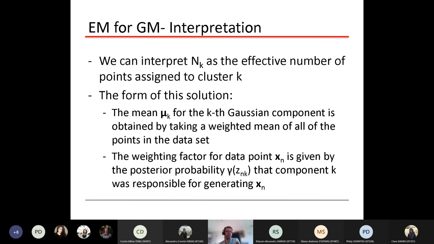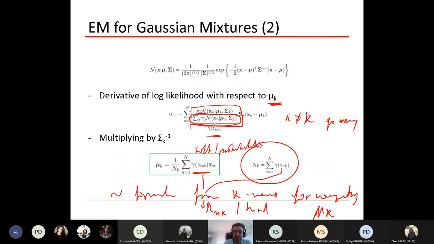Even if we don't have a hard assignment, we keep soft assignments. And the solution for the k-th Gaussian is a weighted mean of all the points in the data set, where the weights are given by how certain we are that the point is generated by the k-th Gaussian. If we are pretty certain that a point is not generated by this Gaussian, we won't take that value into account. So the weighting factor is given by this responsibility.